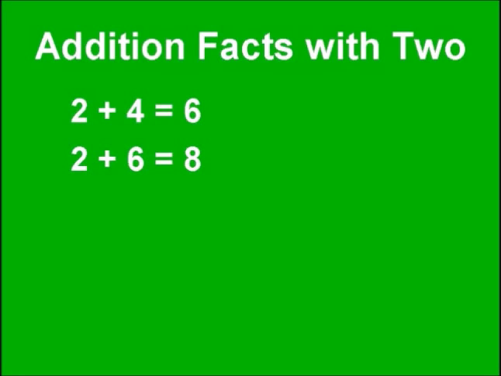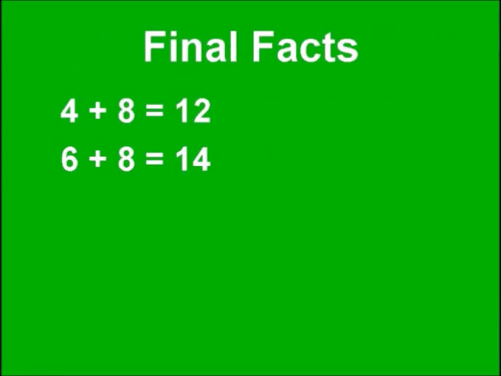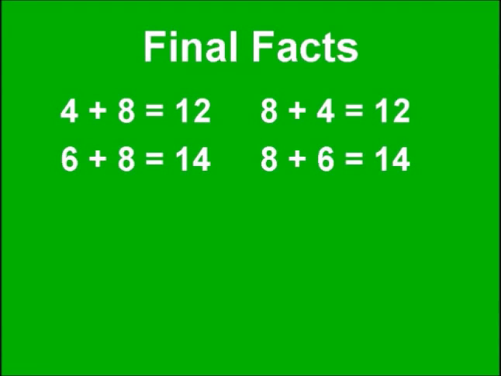2 plus 4 equals 6, and 2 plus 6 equals 8. And due to the commutative property of addition, the reverse is also true. 4 plus 2 equals 6, and 6 plus 2 equals 8. The final two addition facts, which the child has not previously mastered, are as follows. 4 plus 8 equals 12, and 6 plus 8 equals 14. And due to the commutative property of addition, the reverse is also true. 8 plus 4 equals 12, and 8 plus 6 equals 14.